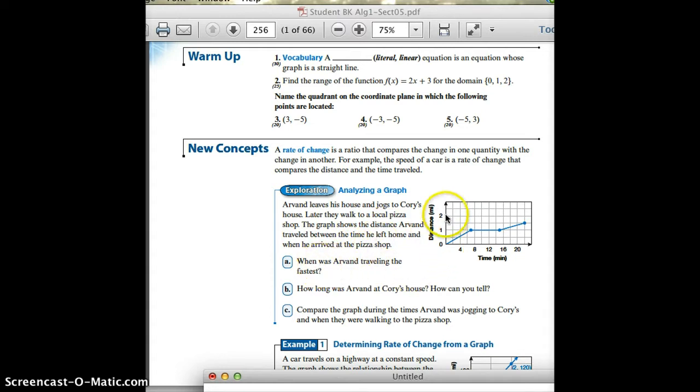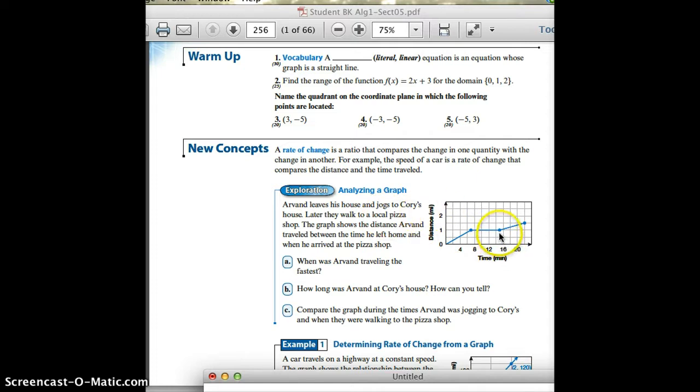So this is the distance he traveled. Here's the time it took him. So when was he traveling the fastest? Well, he went from 0 to 1, and see how long it took him: 7 minutes. So he did a mile in 7 minutes. Now, after 7 minutes, how far did he go from 7 until 15 minutes? Well, he didn't go anywhere. He stayed at 1 mile, so he's obviously staying still there. That's probably when they were at the pizza shop.